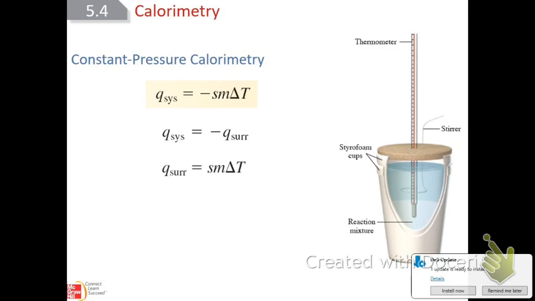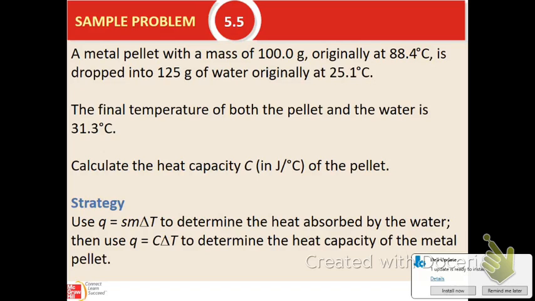And so you have this metal pellet, and it was originally at that temperature, and it's dropped into 125 grams of water. That's originally at that temperature. The final temperature of both is 33.1. So we're going to set this up, and I'm going to show you. This is the last problem that we're going to work on. The last thing that we'll do right here, and we'll be done. Okay?